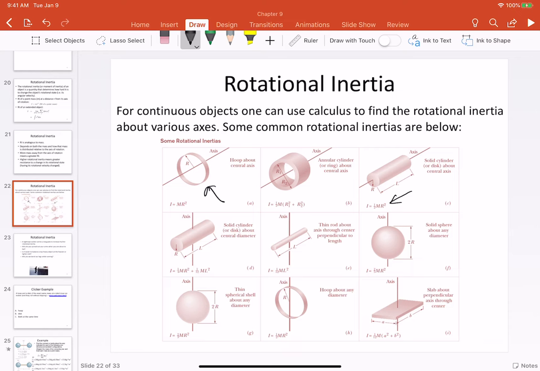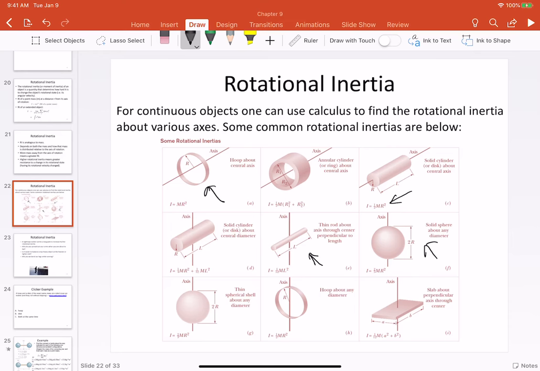One more that we often use is the rotational inertia of a sphere. The rotational inertia of a sphere of mass M and radius R, about an axis which passes through its center, is 2/5 MR squared, right? So you don't need to memorize any of these, and you also don't need to worry about how these are derived. They're just derived by integrating the equation r squared dm. Okay, so that's how you calculate rotational inertias of various common shapes.